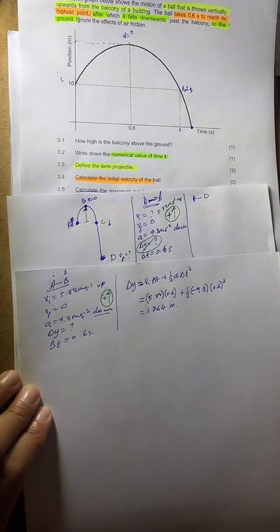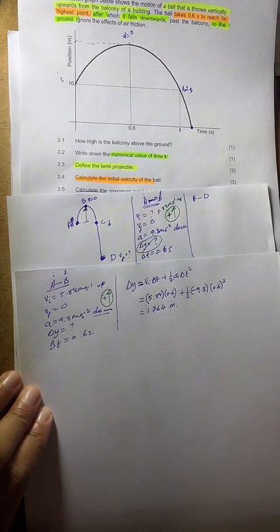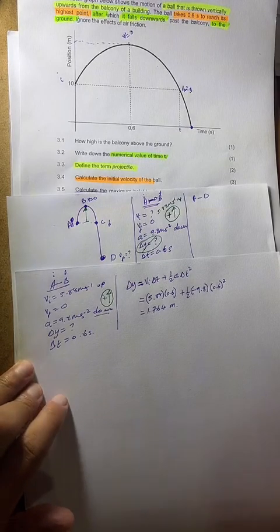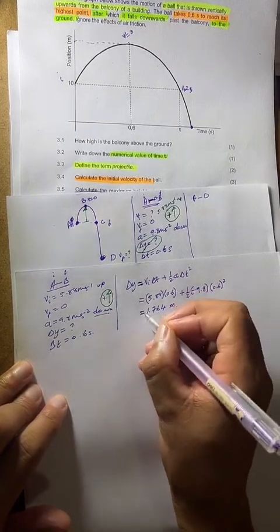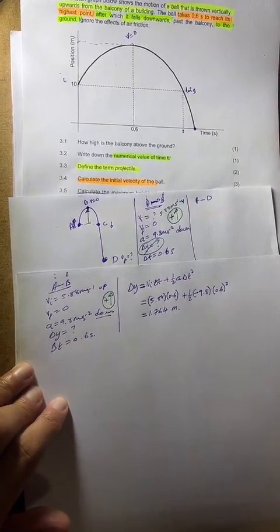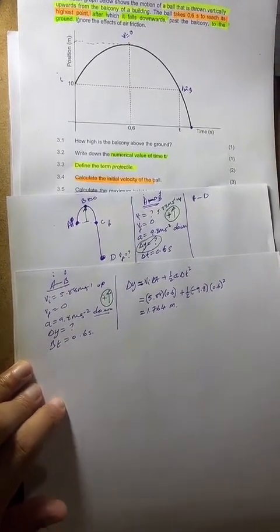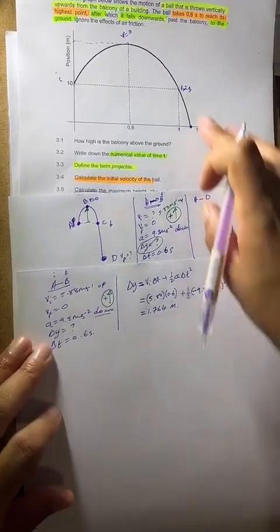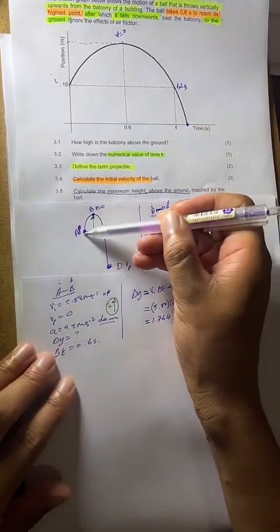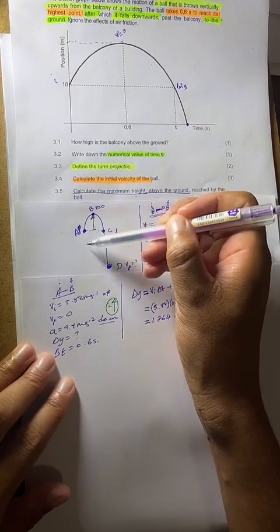Did I do everything correctly? Let's see. I have 5.88 multiplied by 0.6 plus 1 over 2 multiplied by negative 9.8. Remember, 9.8 is negative. When you put it in a calculator, remember to put it as negative. Then multiply this by 0.6 all squared. You square 0.6, then you press equals to get 1.76. That is in meters. Yes, it's 1.76. But this is not the answer. This is just the distance between A and B. It's not the total distance from the ground.